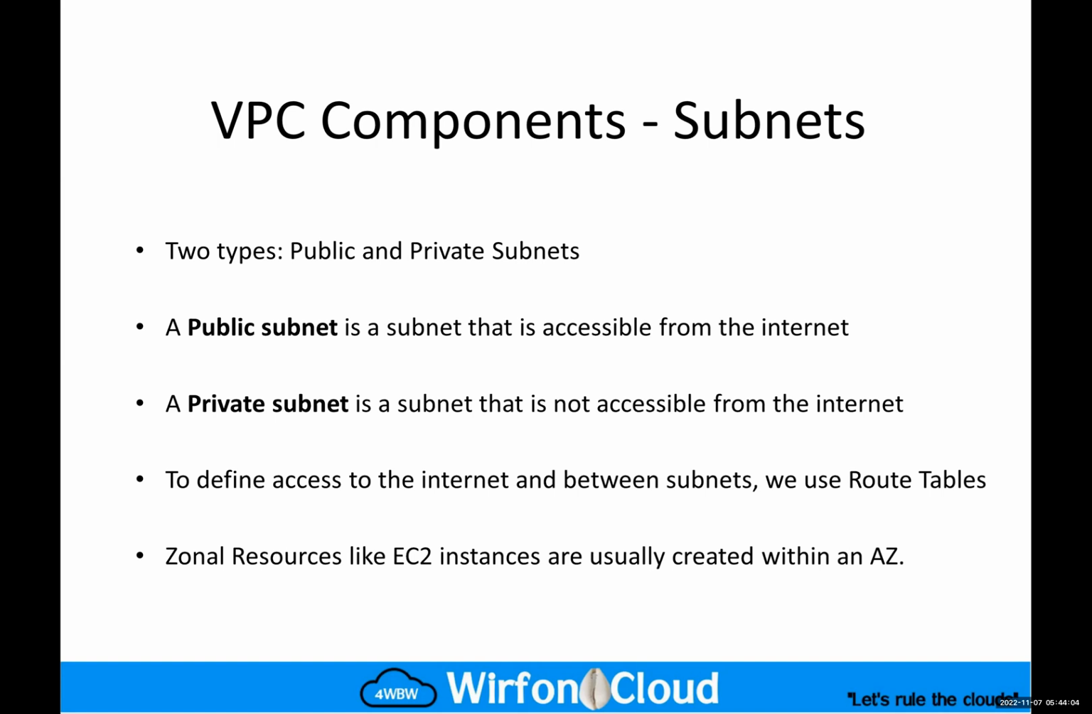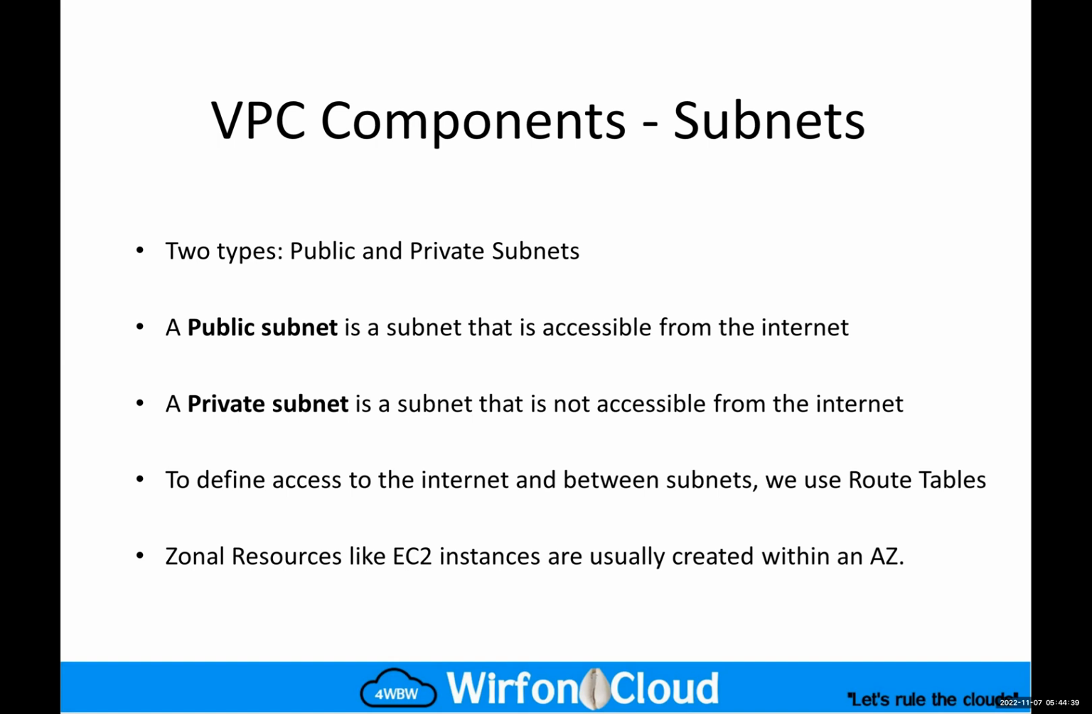So again, there are also two types of subnets. We have the public and the private subnet, just like we had in networking before. In this case, the public subnet is one that has addresses that are accessible from the internet, and the private subnet is one that is not accessible from the internet directly. So remember, all of these still stay within an availability zone.